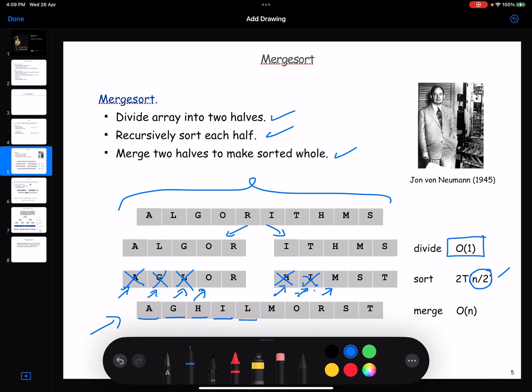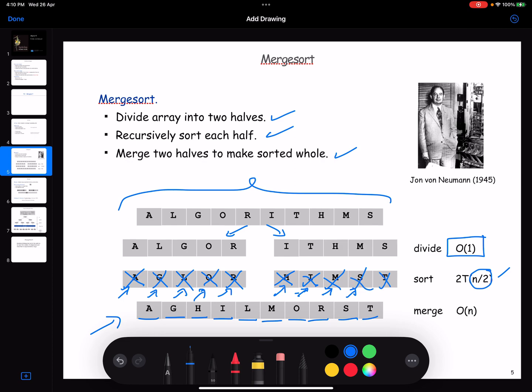O and M. M is smaller. So again, we move the pointer here. S and O. O is smaller than S. So we put O here. We move the pointer. R and S. R is smaller. We are done with this array. And then we are left with S and T. So we move them here.